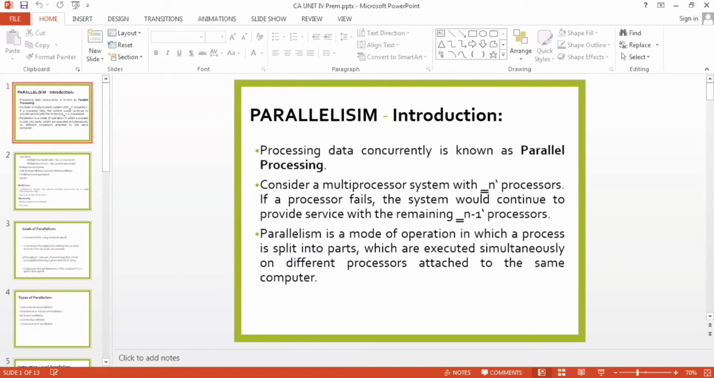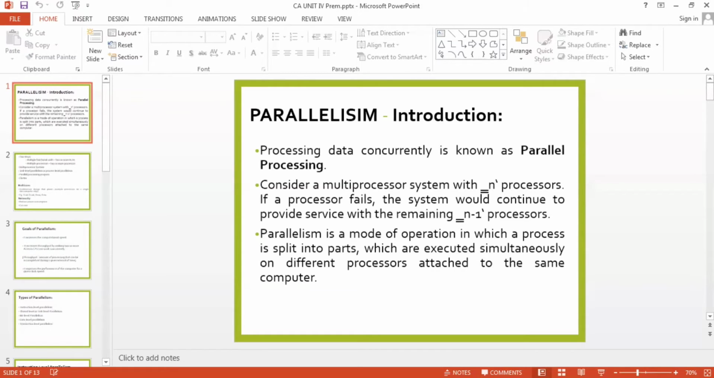So what is the meaning of multiprocessor? We have n processors. If any one processor fails, the system continues the process on another processor. For example, if your system has n processors and any one processor fails, the number of processors is automatically reduced by 1. So next time the instruction can be executed with the help of n minus 1 processors.